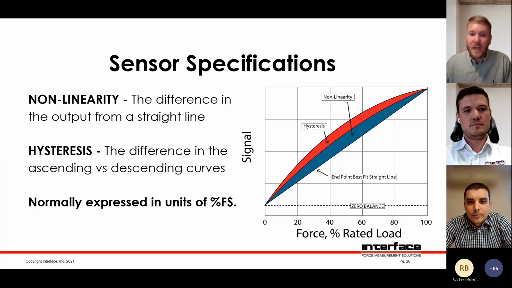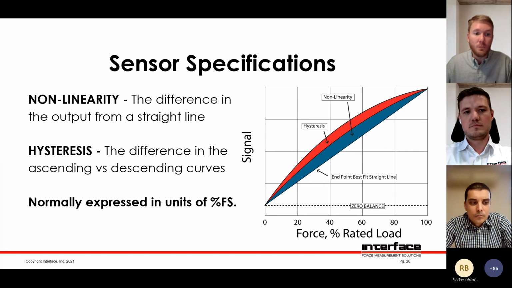Nonlinearity and hysteresis are very common. When you load a load cell, it is not perfectly linear. There is a bit of a curve. How much of a curve is there? And that is the difference in output from a straight line. And hysteresis is when the load is removed. So the difference in ascending versus descending curves.